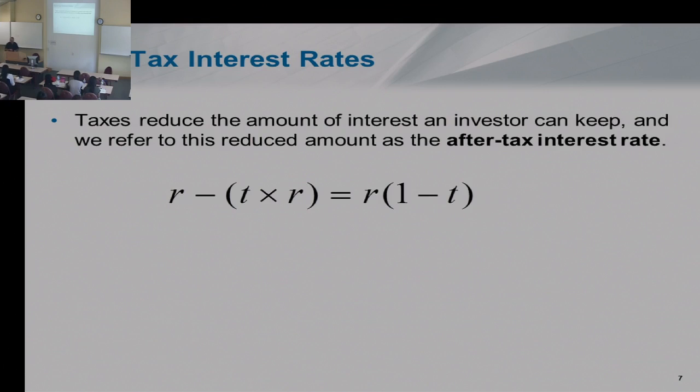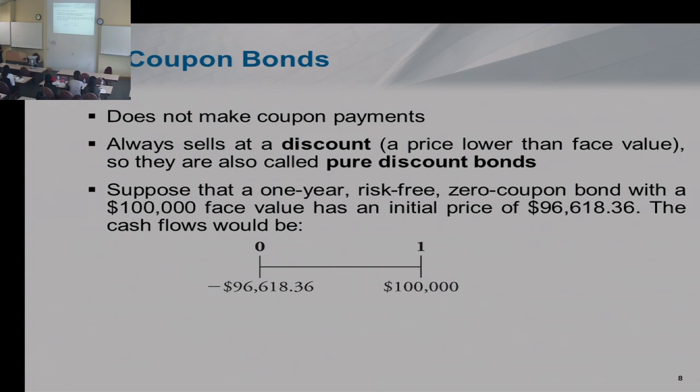So we said we need to value debt. Let's start with the simplest form of debt instrument. The simplest form is called a zero coupon bond. Why is it called a zero coupon bond? Because it has zero coupons. It doesn't pay periodic interest payments. Because it doesn't pay any interest, then because of the time value of money, it's going to sell at a discount. So they're called pure discount bonds.